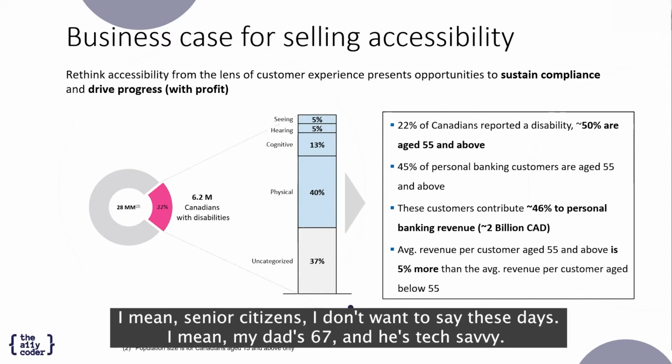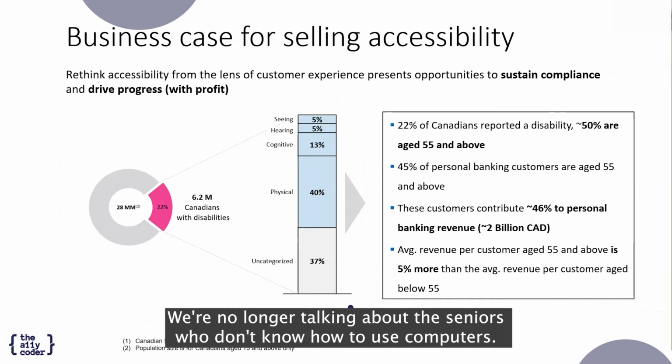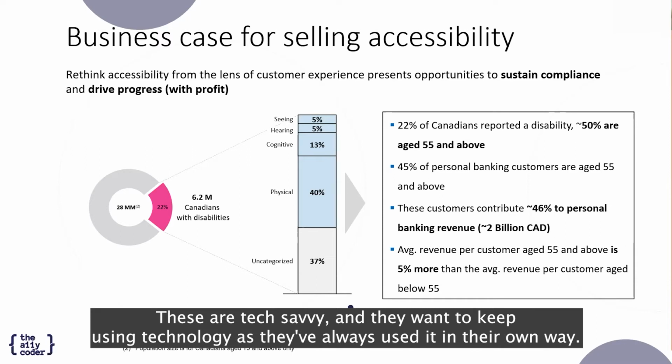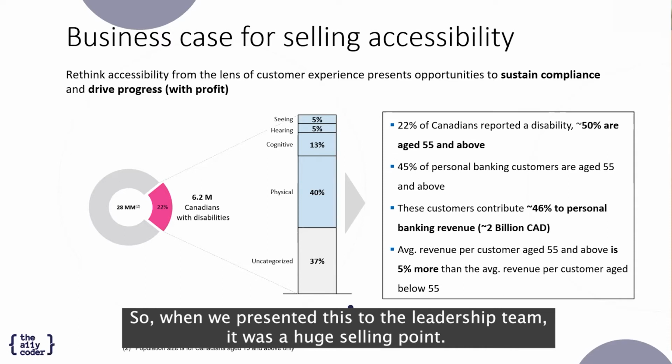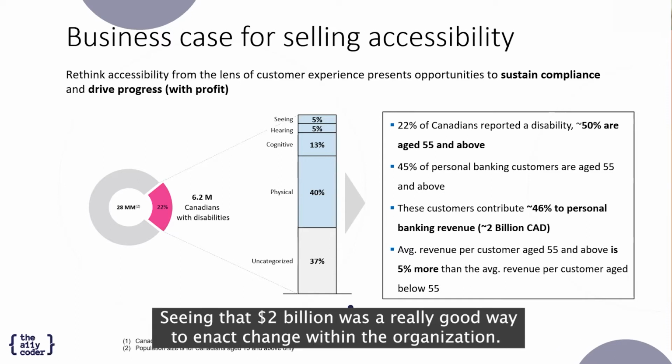I mean, senior citizens, I want to say these days, my dad's 67 and he's tech savvy, right? We're no longer talking about the seniors who don't know how to use computers. These are tech savvy and they want to keep using technology as they've always used it, in their own way. The average revenue per customer age 55 and above is 5% more than the average revenue below 55. So when we presented this to the leadership team, it was a huge selling point. Seeing that $2 billion was a really good way to enact change within the organization.